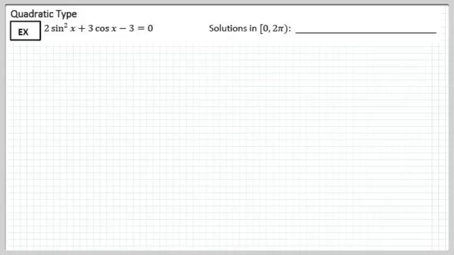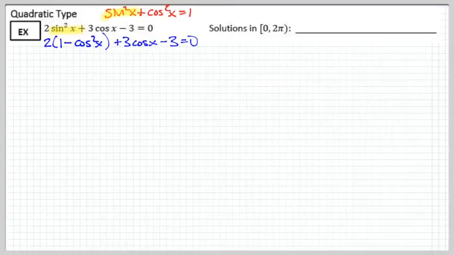Okay, quadratic type, but we have a sine squared and we have a cosine squared. We want to turn everything into one or the other. In this case, it's most convenient to use the Pythagorean identity. Recall here that sine squared x plus cosine squared x is equal to 1. We can use this identity to replace this here. So 1 minus cosine squared x is the same thing.